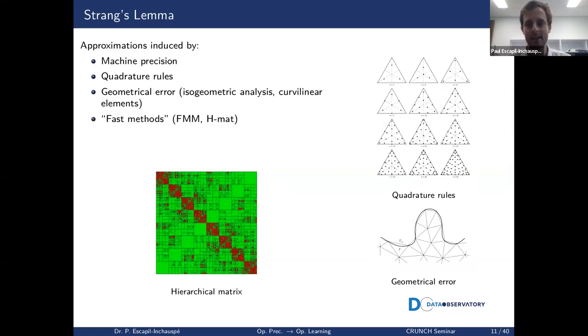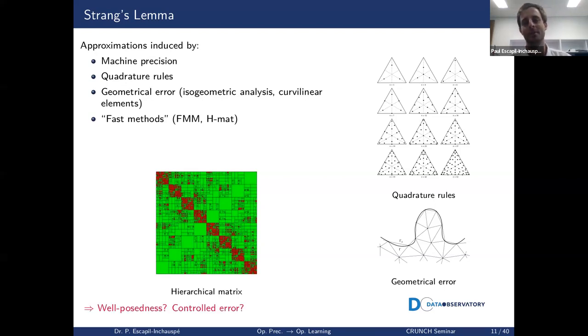Now, let's get to Strang's lemma, which is a very important lemma in numerical approximation. When you have your solver, in general, you always have some induced approximations. It can be machine precision, quadrature rules, or geometrical error when you use, for example, curvilinear elements. All of this has to be quantified. Since I'm from the boundary element community, we always use fast methods, such as the fast multipole method or hierarchical matrices, which also include some error that we have to quantify. Here is an example of a hierarchical matrix. Here you see the geometrical error, and you have to be able to draw some conclusion about how it will impact your linear system.